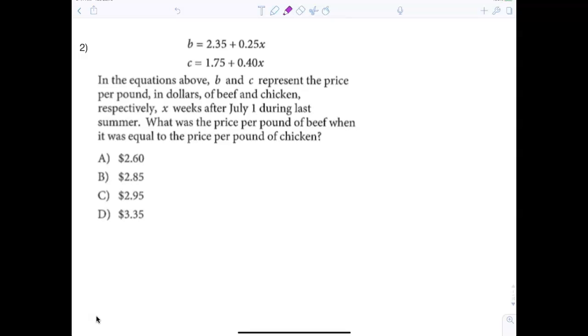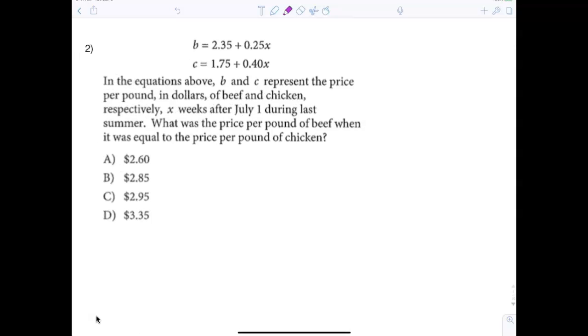So what do you think I have to do here? It's not as obvious. What do I have to do? What's true about the price of beef and chicken? They're going to be what? In dollars? What are they going to be? Look right here. What was the price per pound of beef when it was equal to the price of chicken? So this is beef. This is chicken. What's true about the beef and chicken price right now? They're not equal. So how do I figure out when they are equal?